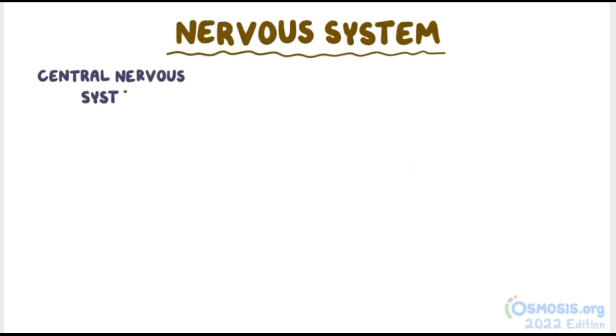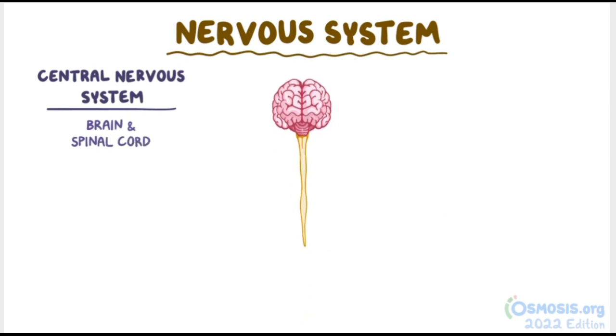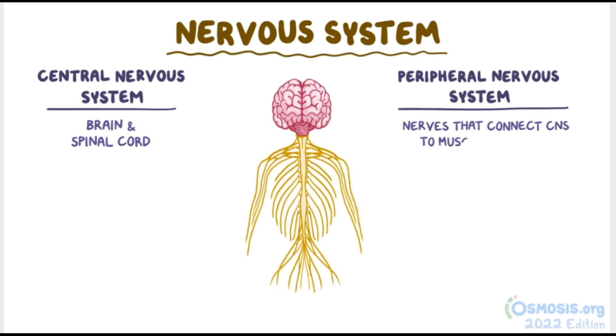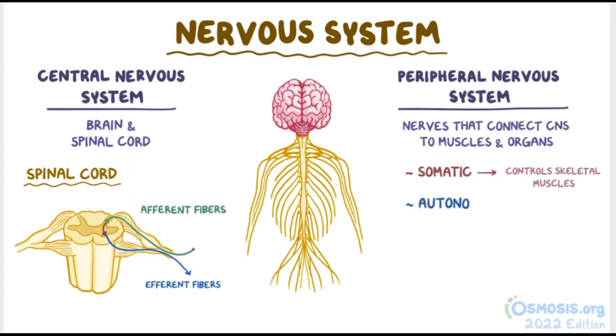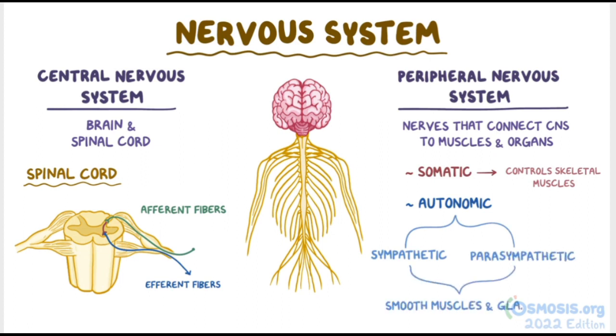Alright, as a quick recap, the nervous system includes the central nervous system, so the brain and spinal cord, and the peripheral nervous system, which includes all the nerves that connect the central nervous system to the muscles and organs. The spinal cord is the pathway through which afferent and efferent fibers travel to connect the brain and peripheral nervous system. Finally, the peripheral nervous system can be divided into the somatic nervous system, which controls our skeletal muscles, and the autonomic nervous system, which is further divided into the sympathetic and parasympathetic systems, which control smooth muscles and glands.